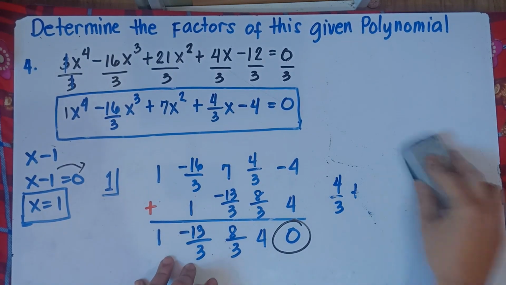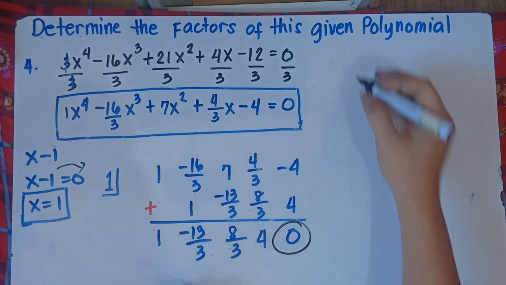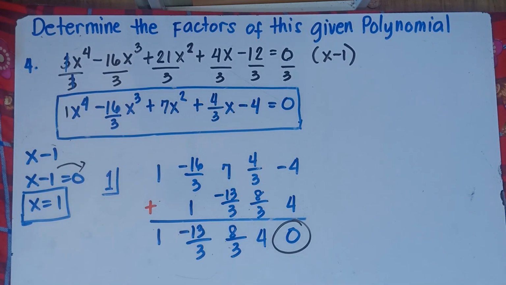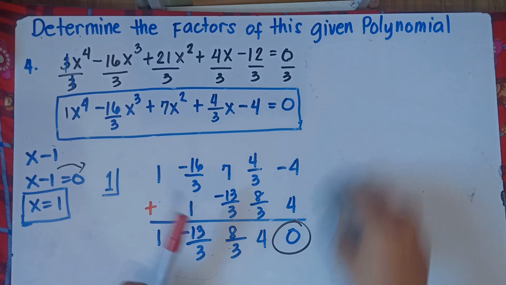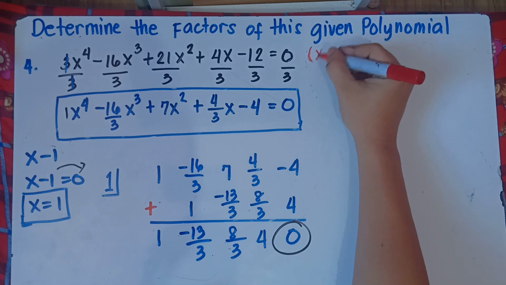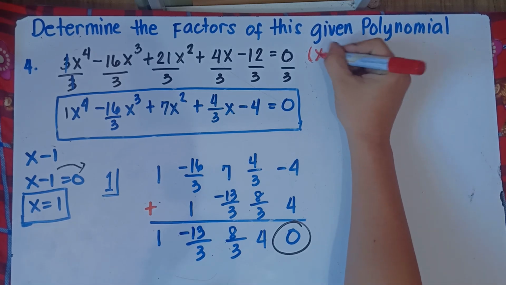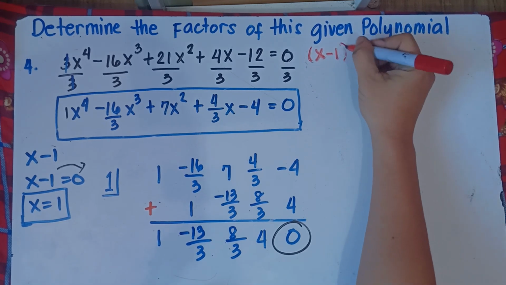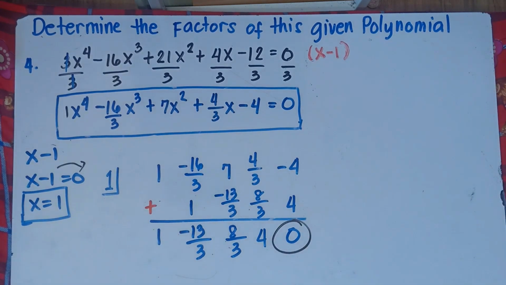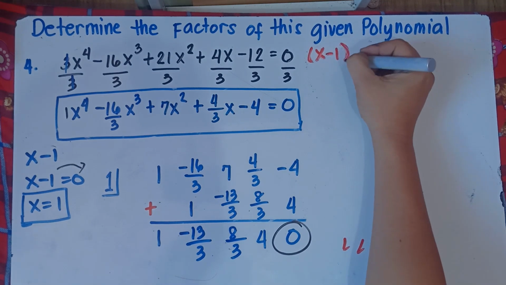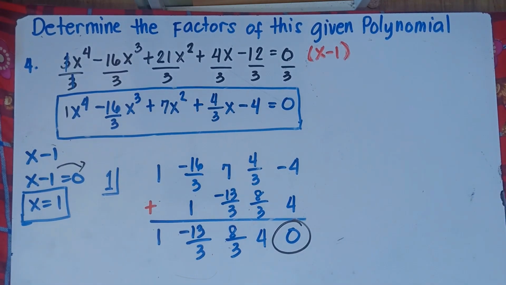Alright, so first answer is x minus 1. That's our first answer, or can we write it in red? So x minus 1. So first factor is x minus 1. That would be our first answer, class, for the factor x minus 1. Alright, and this will be our answer, and this will be our new equation, class.